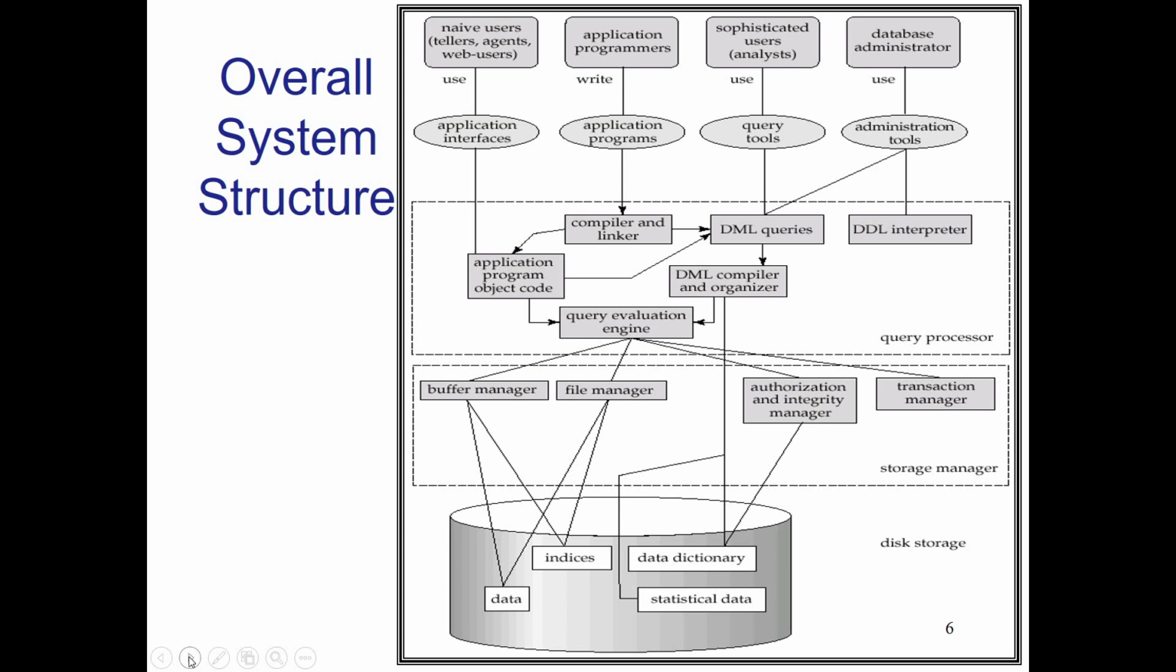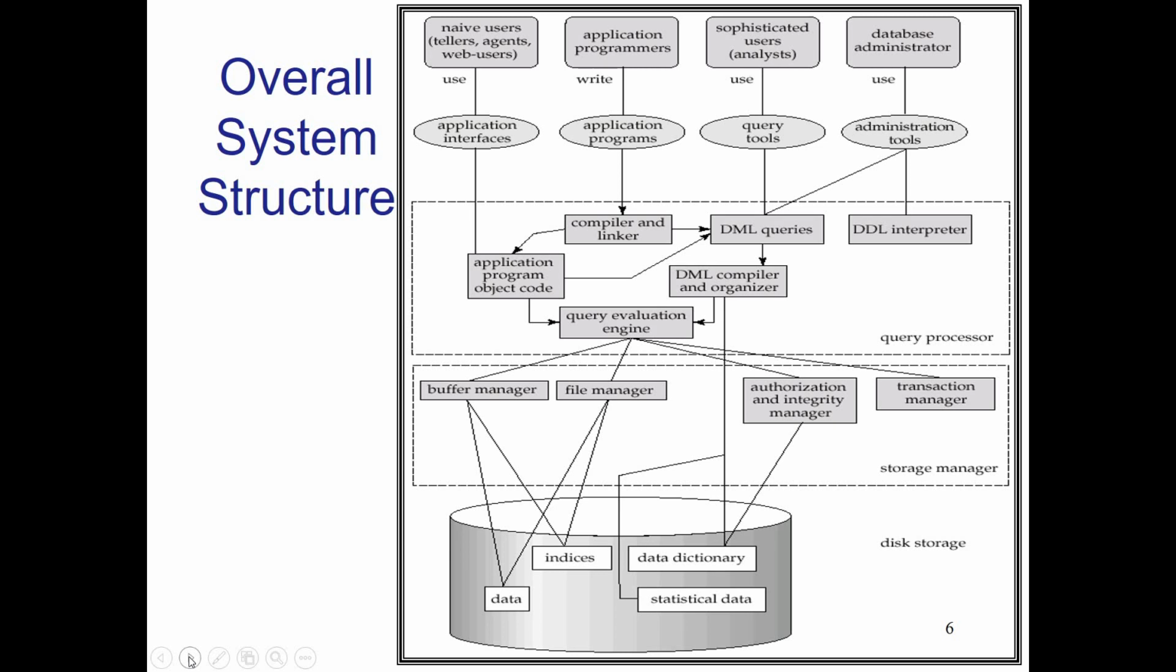This is the overall architecture of database management system. In the first level, various users are present. They are naive users, application programmers, sophisticated users, and database administrator. The naive user will interact with the database management system with the help of application interfaces, which are again translated as an object code using application program object code. Then this is evaluated with query evaluation engine.